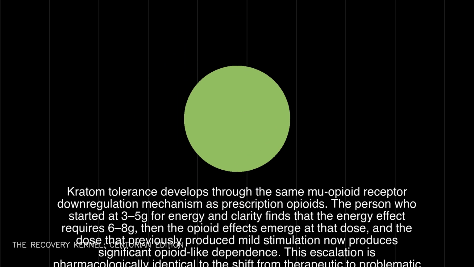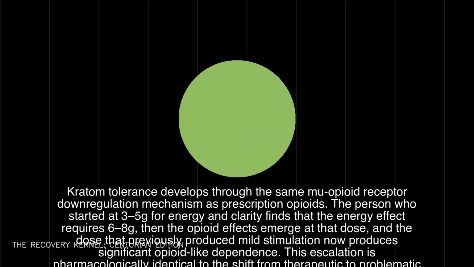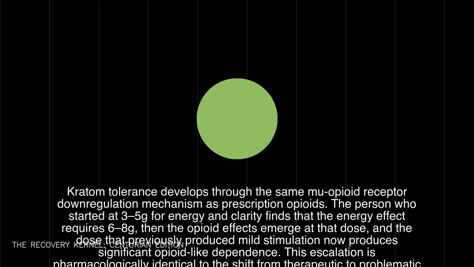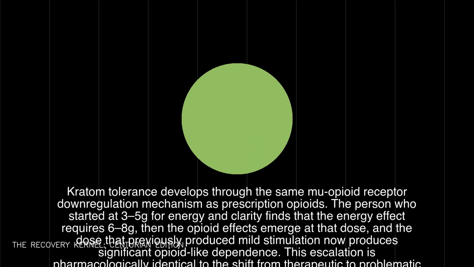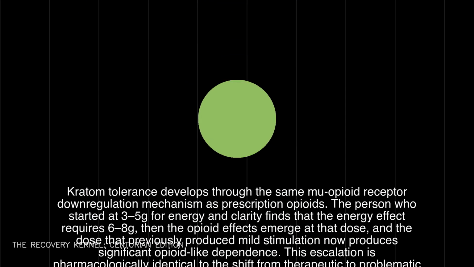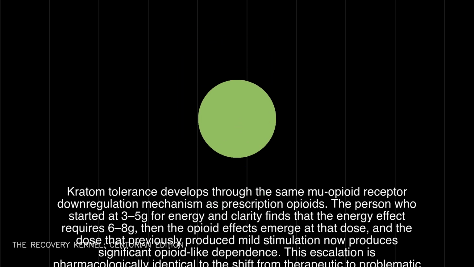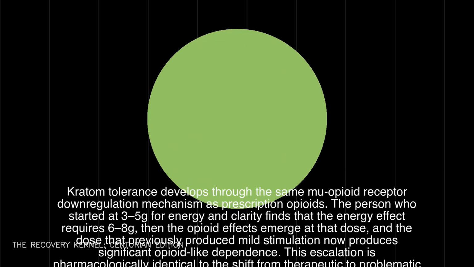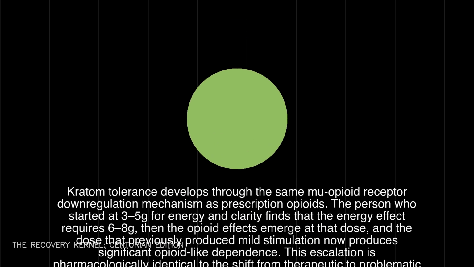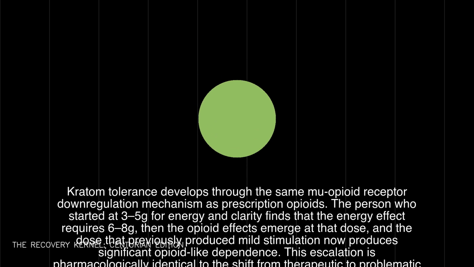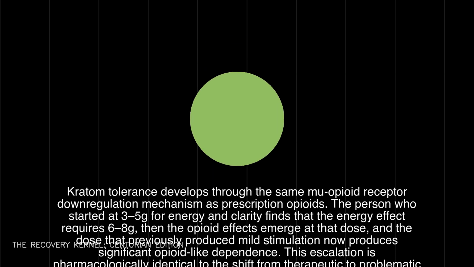1.4. The escalation pattern. Kratom tolerance develops through the same mu-opioid receptor downregulation mechanism as prescription opioids. The person who started at 3–5 g for energy and clarity finds that the energy effect requires 6–8 g, then the opioid effects emerge at that dose, and the dose that previously produced mild stimulation now produces significant opioid-like dependence. This escalation is pharmacologically identical to the shift from therapeutic to problematic opioid use, because the mechanism is the same.